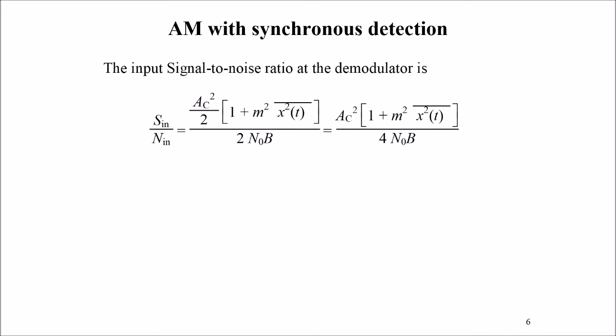Now we form the signal to noise ratio at the input of the demodulator. In the top of the fraction is the signal power as we've just worked out, and the bottom of the fraction is the noise power. And you can do a little bit of algebra and simplify that expression. And you'll notice we've got an m squared involved in this. This is the index of modulation and the message signal power as well.